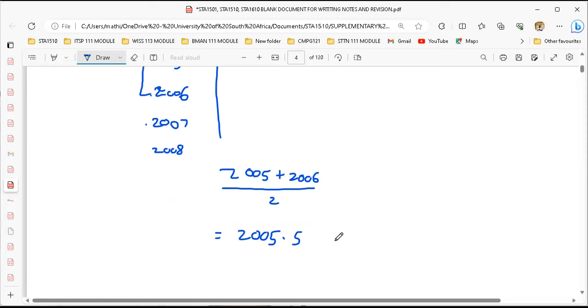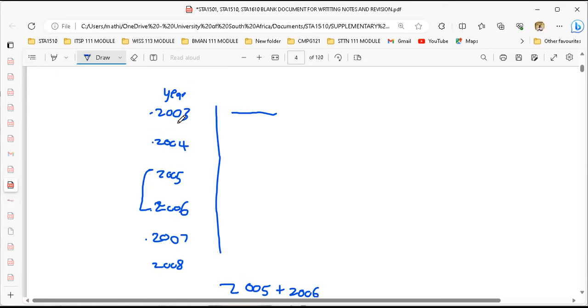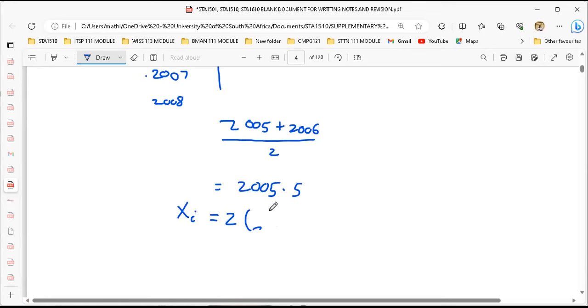Now let's say you want to find the transformed x values. Because you're dealing with an even number of periods, with 2 into the ith period, you start with 2003, the first one there. You say 2003 minus the middle period. And what's our middle period? It is 2005.5 here. And then you get your x value. Just do it like that, and you get your transformed x values.